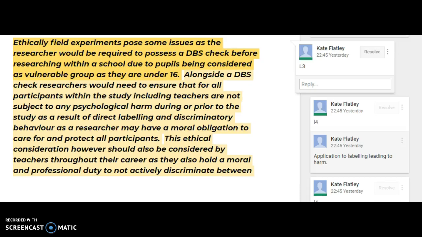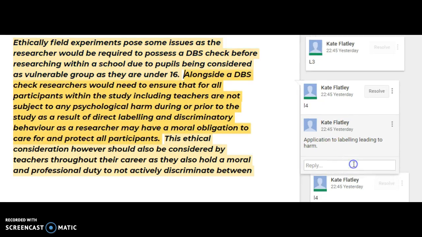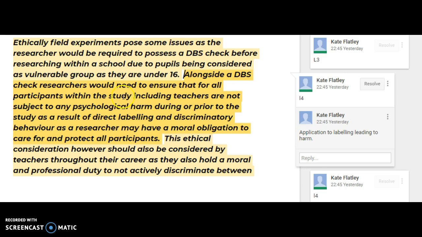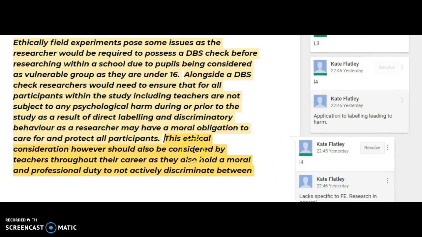Turning our attention to the ethical issues, the student starts off with needing a DBS check, as students are under 16, they're a vulnerable group. No impact on field experiments there, no impact on labelling, so that is just a straightforward level 3. But now she is trying to apply it, implying that studying labelling in school and any discrimination in school because of labelling could lead to psychological harm. There is a bit of application there to get her to level 4, and then finally there is another level 4 here.